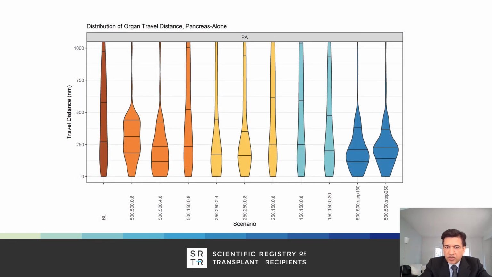These are violin plots showing the distribution of organ travel distance for pancreas alone transplants. Once again, approximately 80% of the transplants occurred within the concentric circle around the donor hospital.